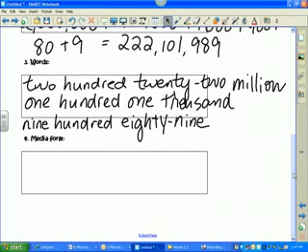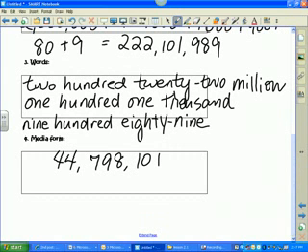I haven't told you yet. So, okay, media form. Now, copy this number down as well. Okay. Can someone read this out for me, please? You can see it. Okay, Adriana? 44,798,101. Okay, good.